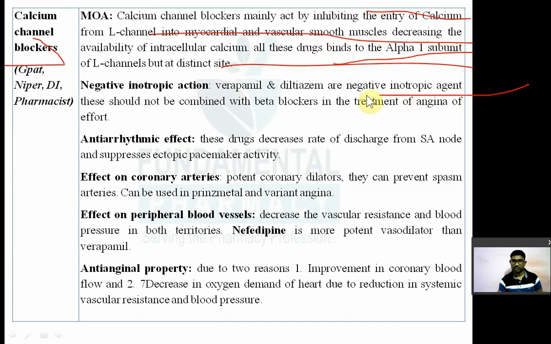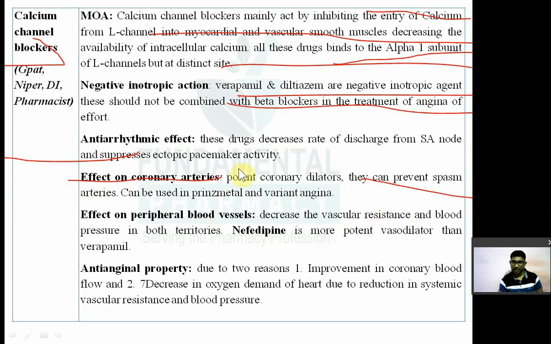They will decrease the force of contraction, and they should not be combined with the beta blockers for the treatment of angina. The anti-arrhythmic effect is also there. We have seen that these drugs decrease the rate of discharge from SA node and suppress the ectopic pacemaker activity. Now effect on coronary arteries क्या है उसका? They are a potent coronary dilator and can prevent the spasm of arteries.